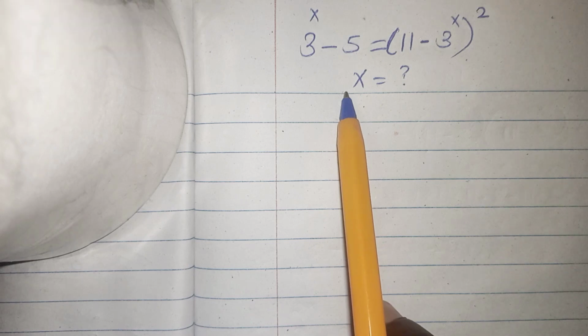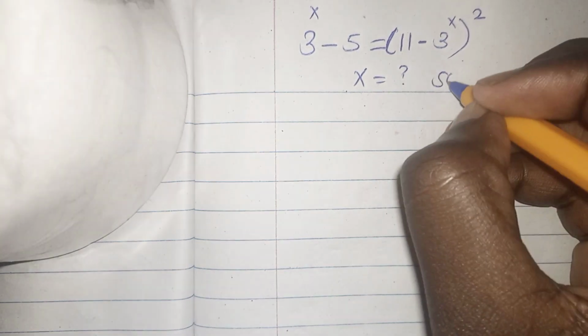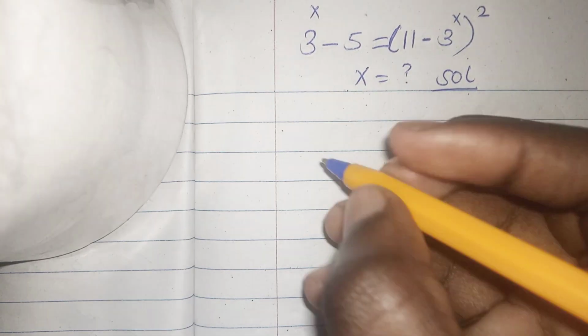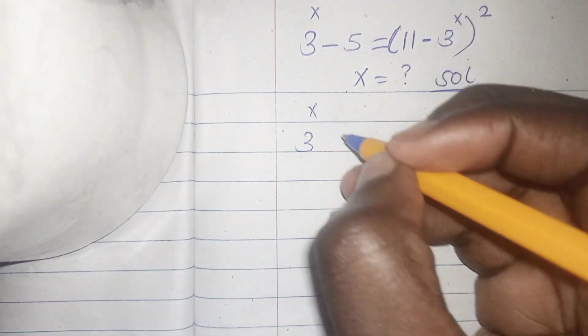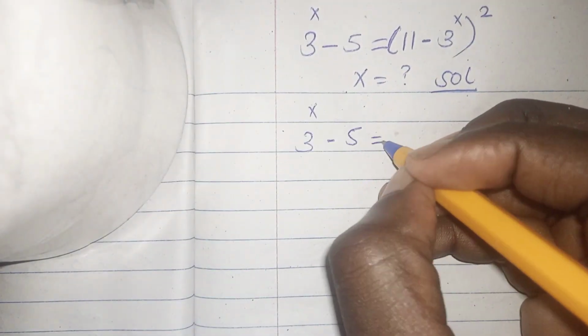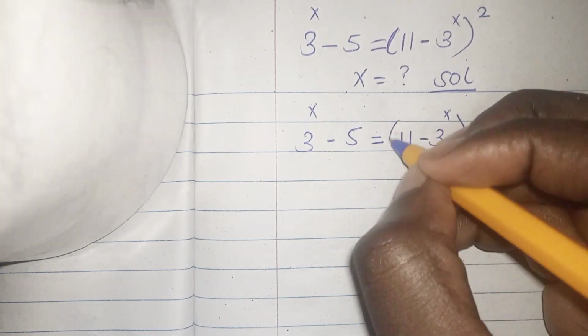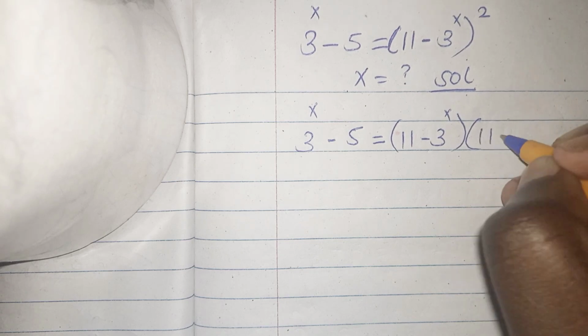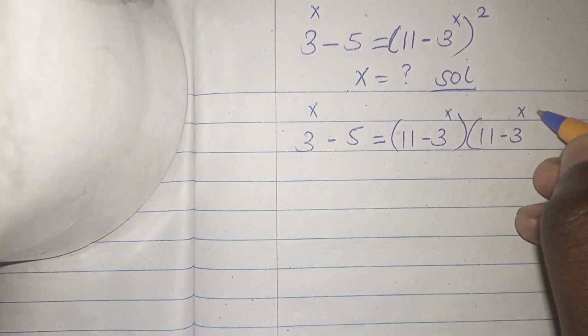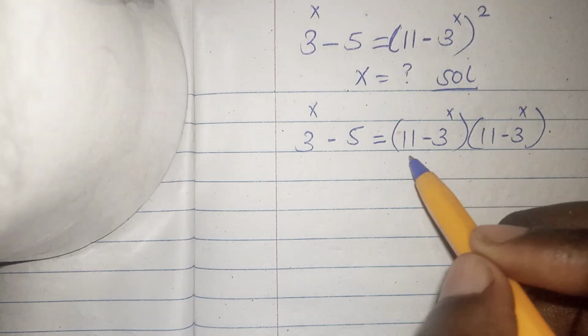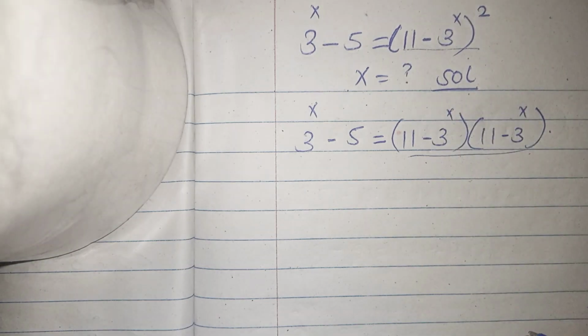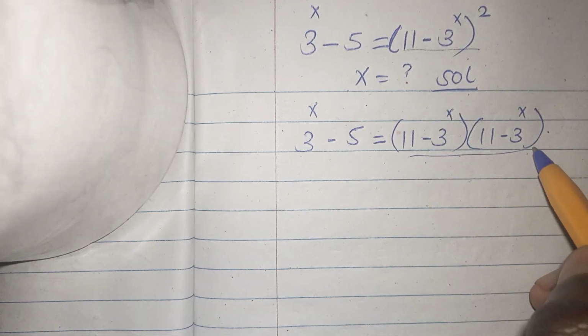So here is our solution. We'll have 3 to the power of x minus 5 is equals to (11 minus 3 to the power of x) into (11 minus 3 to the power of x). So this is similar to this. In our next step, we open this bracket.